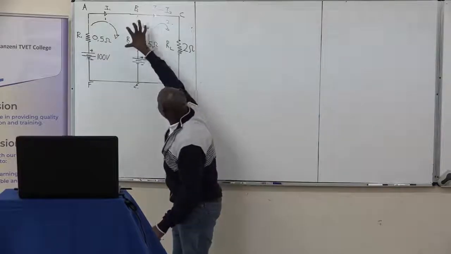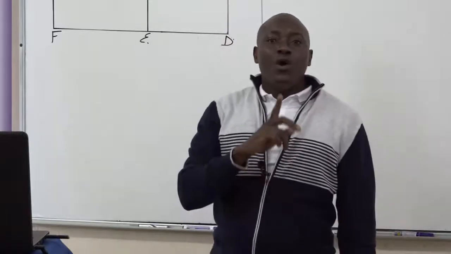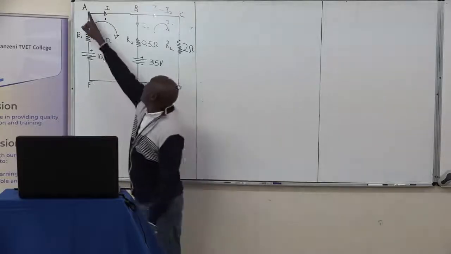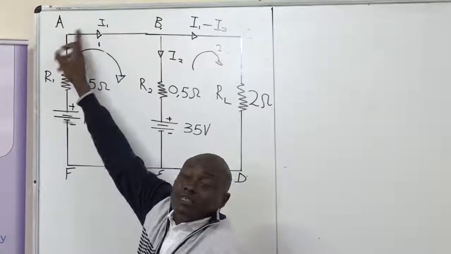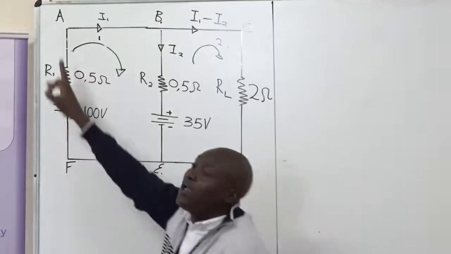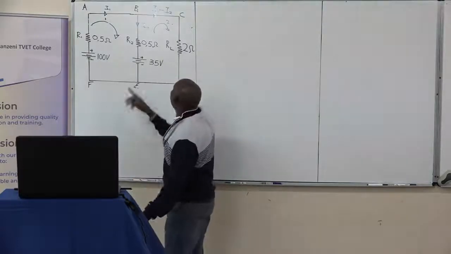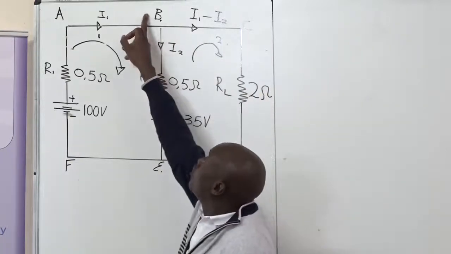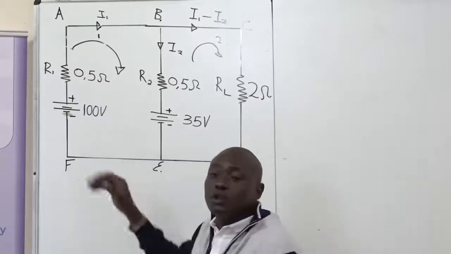So now, we have been given a directive on our loop about which loop we are supposed to select. The loop that we need to select is loop A, B, E, F, back to A. Another loop that they are saying we need to select is loop B, C, D, E, back to B. So we've been given the two loops that we're supposed to work on.